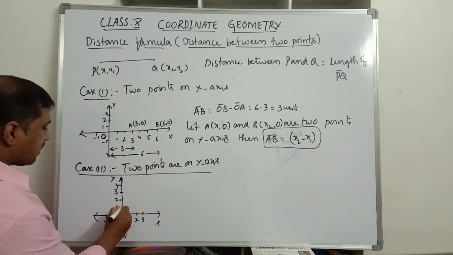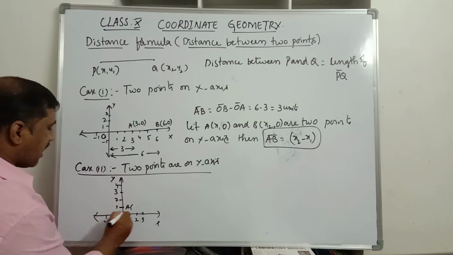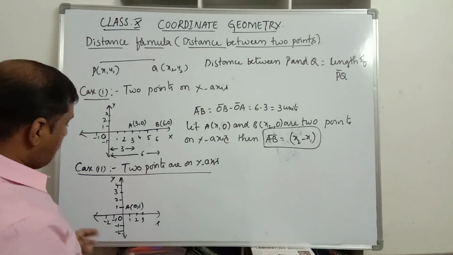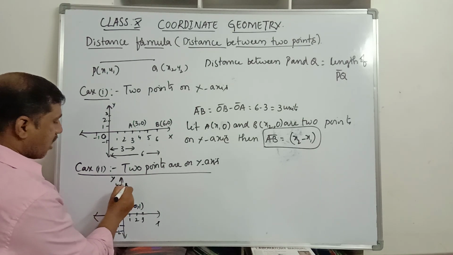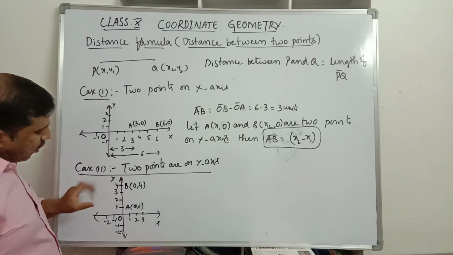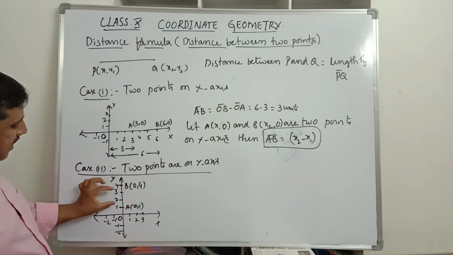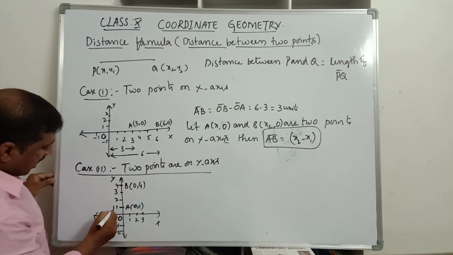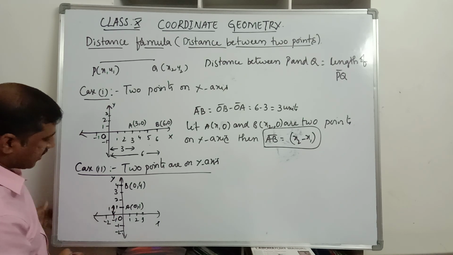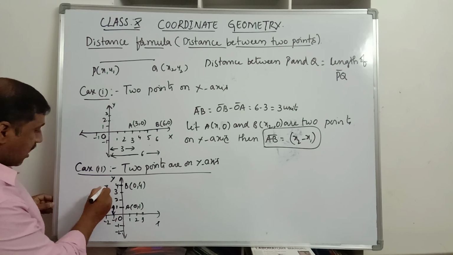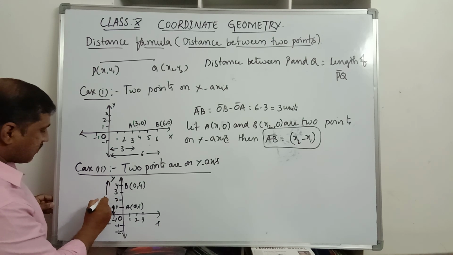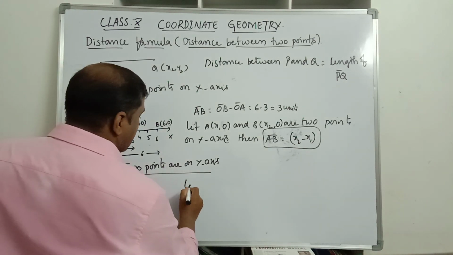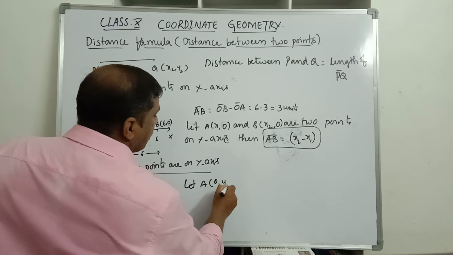Now take this as point A. Here A can be represented as x is 0 and y is 1, that is (0, 1), and take this as point B, which is (0, 4). Now how do we find the distance AB? The distance AB is equal to OB minus OA. OA is how much? 1 unit. OB is how many units? 4 units. By their difference we get 3 units.